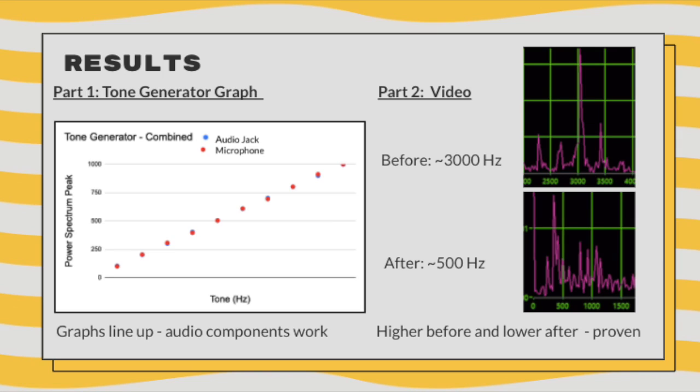Here are the graphs of the power spectrum produced by the tone generator from the audio jack and the microphone. As you can see, the plots from the audio jack and the microphone are identical, which means the DAC as well as the audio jack and microphone worked and could be used for the second part of the experiment. As for the second portion, here's the video of the GTAE Simple DAC while the car horn video was being played.